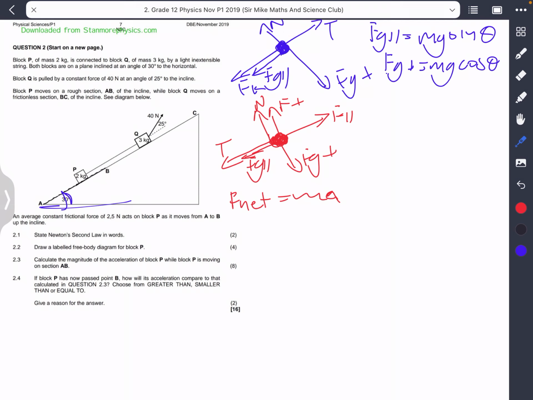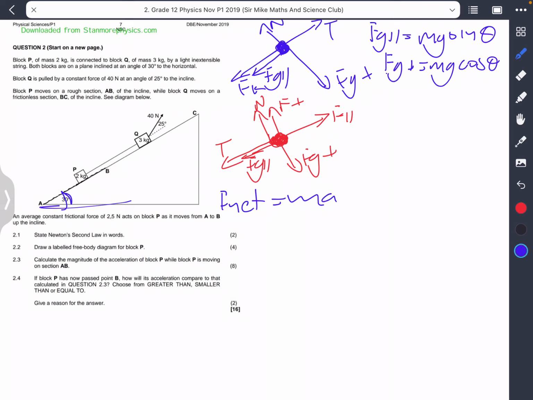So I'm going to try to find my acceleration using block P first and see what I come up with. Let me use another color so that I don't cause confusion, and let me erase that. So F net is equal to ma. We said our system is accelerating in this dimension, so I'm going to take the sum of all the forces acting in that dimension.